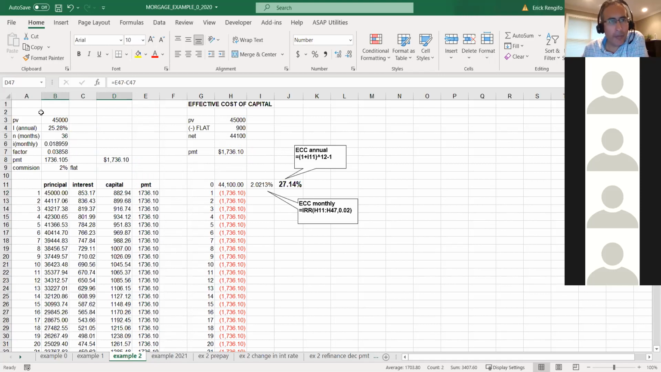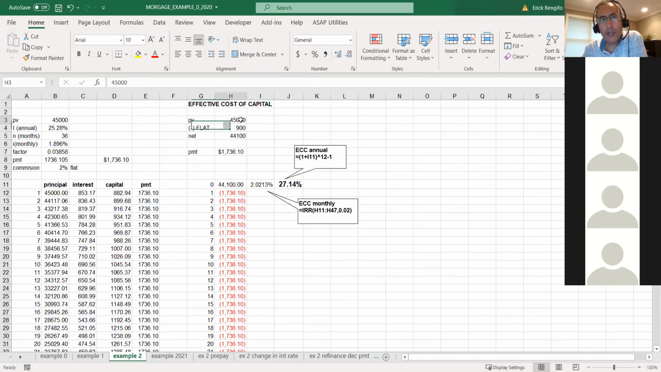Now, the next step is to compute the effective cost of capital, okay? So what indeed am I paying? I'm paying 1.8%. So if you put this in percentage terms, 1.896%. No, you're paying more because you have a fee.